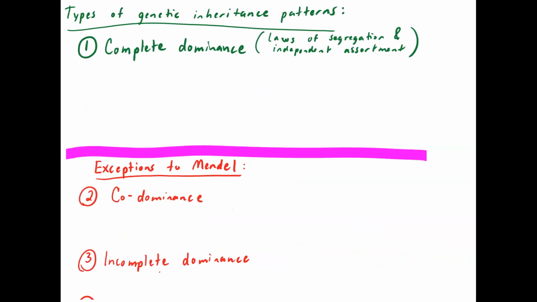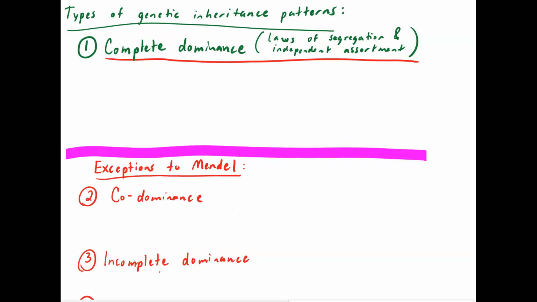Right, so looking at the different types of inheritance patterns, what does that mean? These are going to be the different types of crosses that we're going to be doing. The first one would be complete dominance, and this is basically what Gregor Mendel came up with in his garden, right? So we have one trait that is going to completely mask the other trait, hence the name complete dominance.